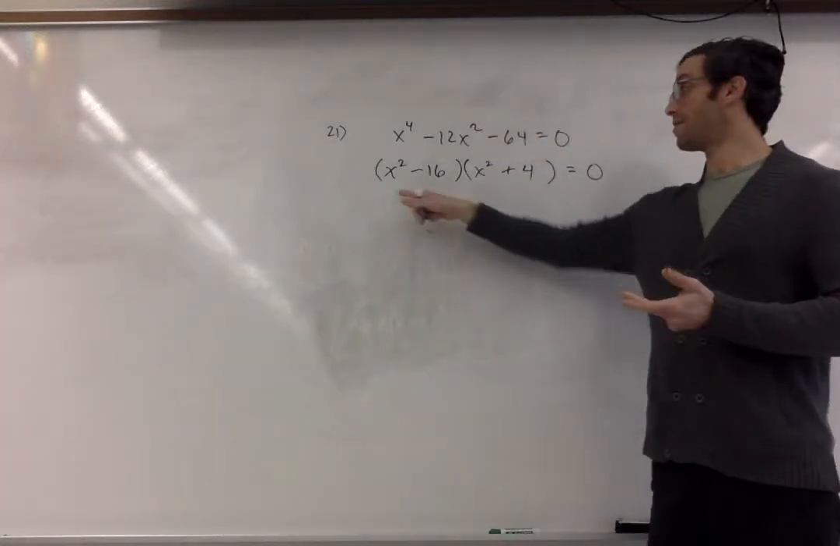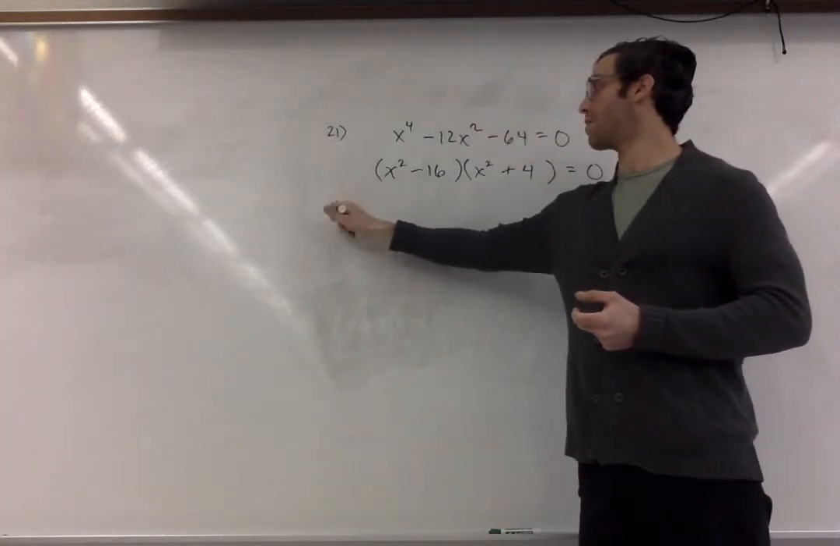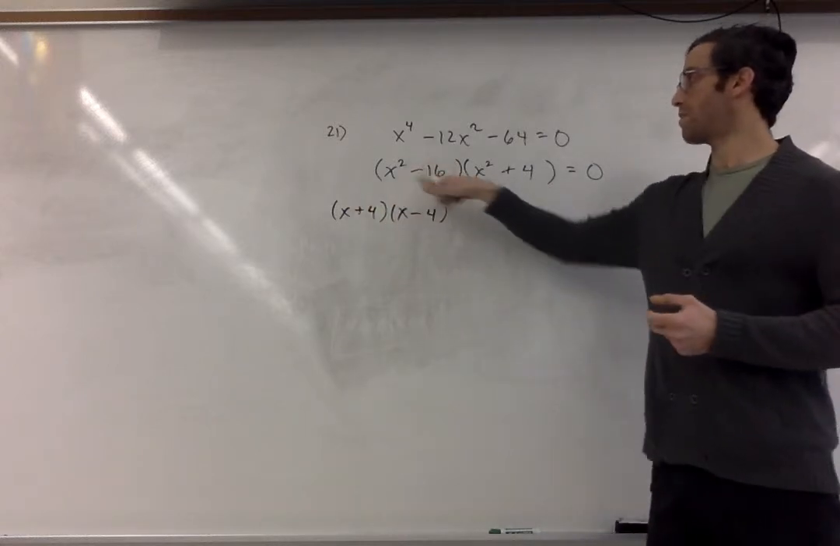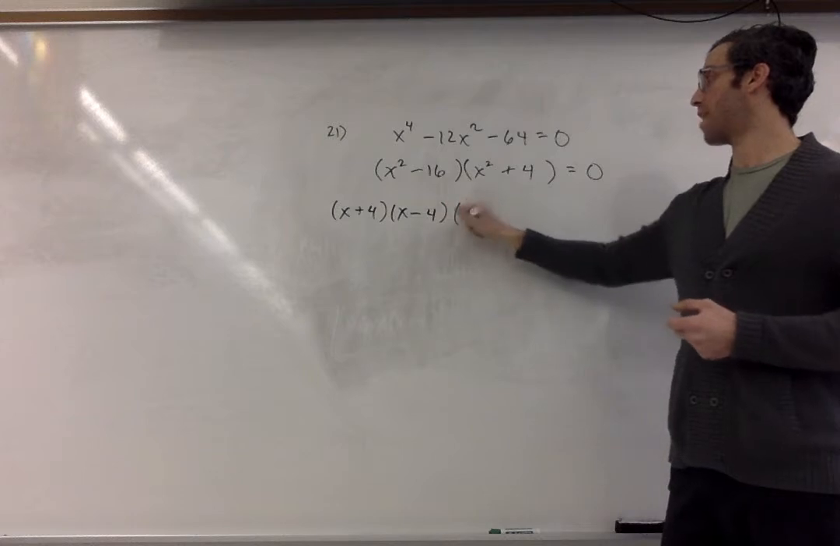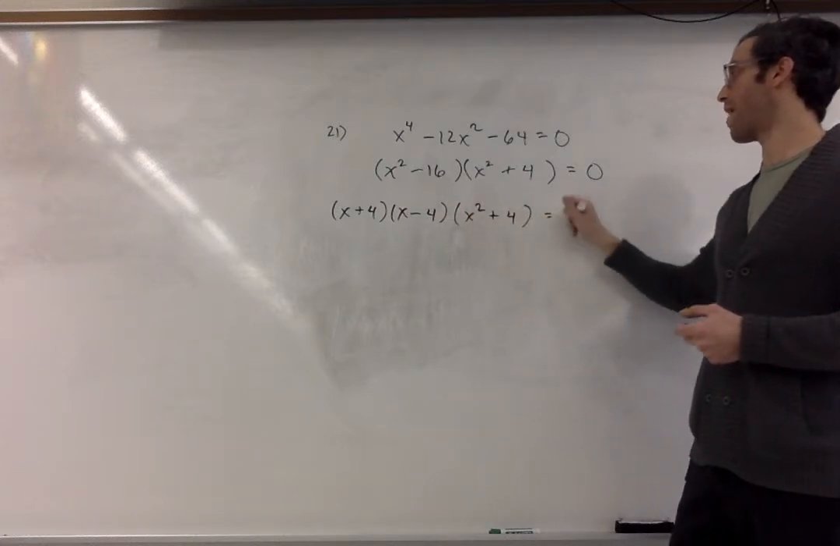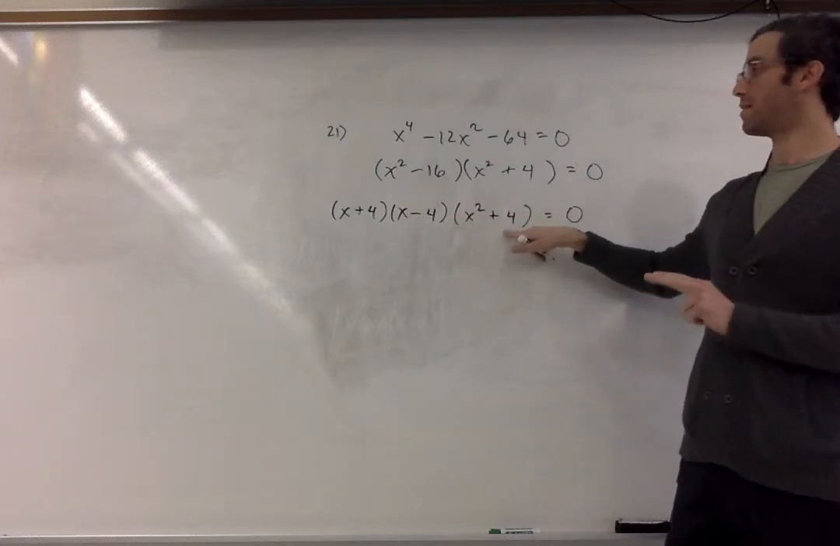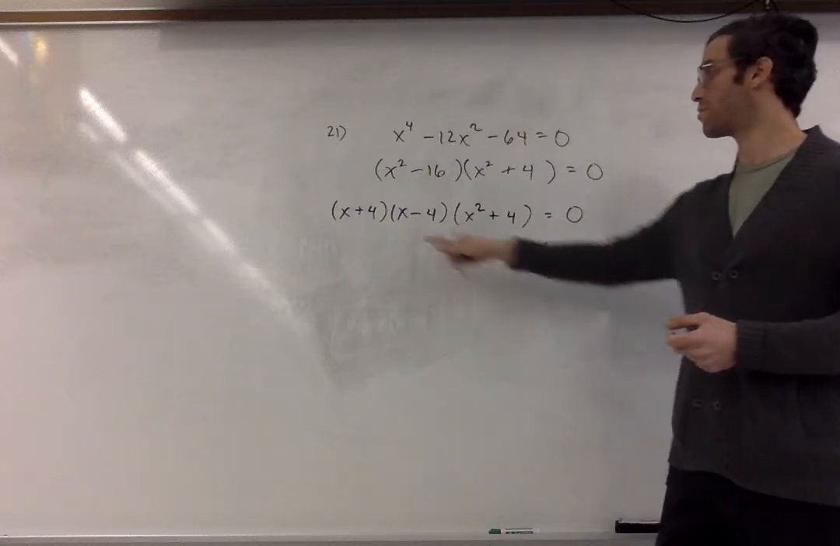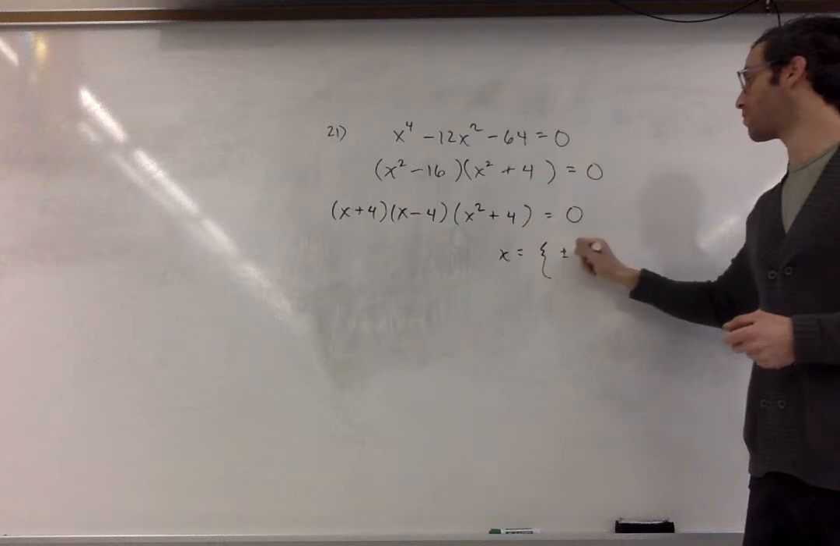And x squared minus 16, that's still a difference of squares, (x plus 4)(x minus 4). So you have to still factor that, and this one is just x squared plus 4. That can't be factored further, right? This is prime. The sum of squares cannot be factored. And now we know our roots: plus or minus 4.